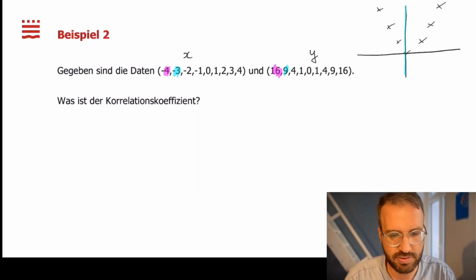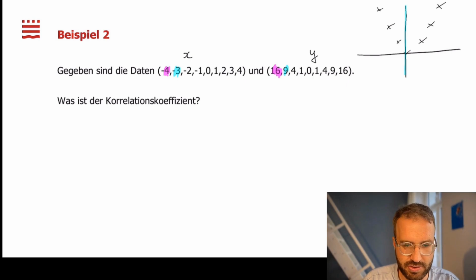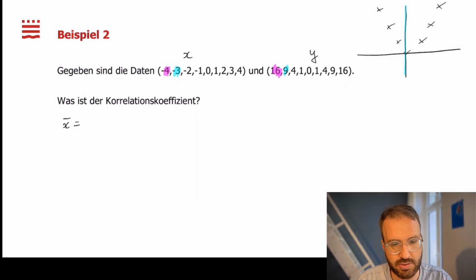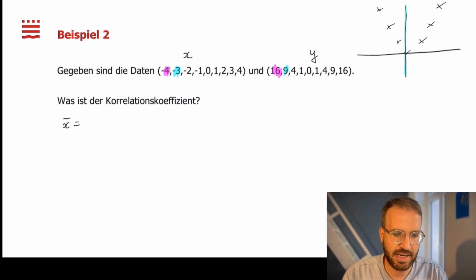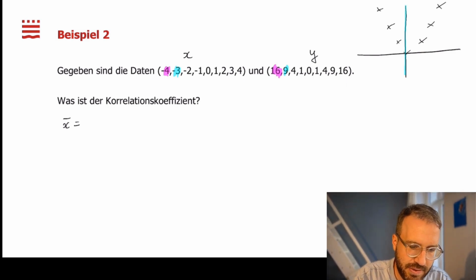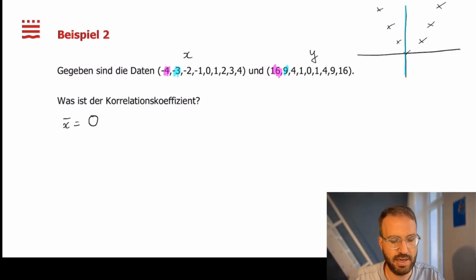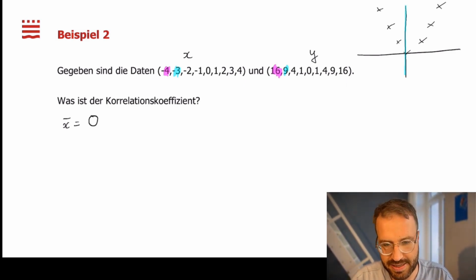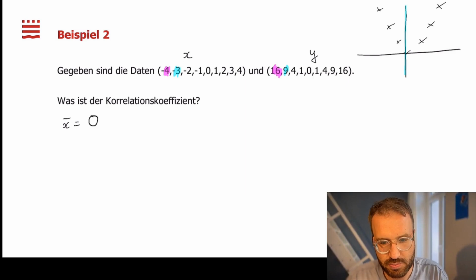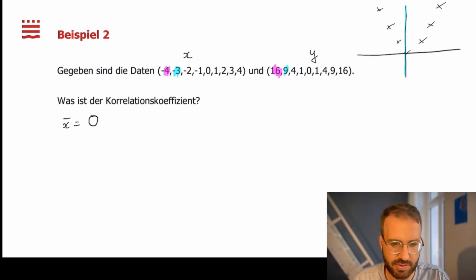And I want to briefly show you how this can be demonstrated. For this, we first determine x bar, and you can see that the negatives and positives always balance out, and therefore the whole thing is 0. And I don't want to determine y bar right now because it's a bit more complicated. In any case, we see that y bar will be something positive between 0 and 16.